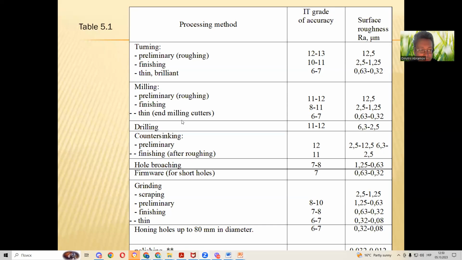Next type of machining, hole broaching. IT grade will be from 7 to 8, and roughness will be from 1.25 to 0.63.